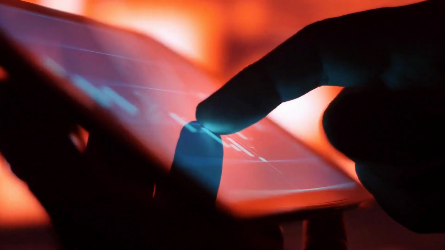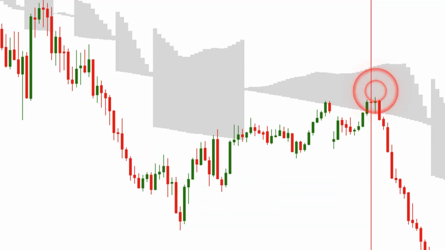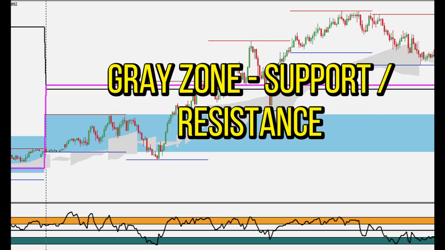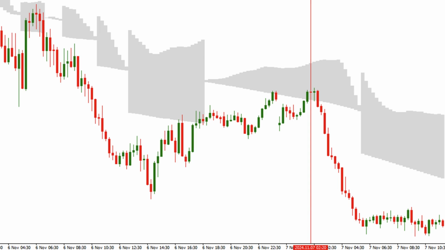Finally, let's talk about the gray pullback zones, which are unique to each time frame and act as dynamic support and resistance. These zones are key for understanding trends, whether on H1, H4, or M15, and are particularly useful for confirming entries.